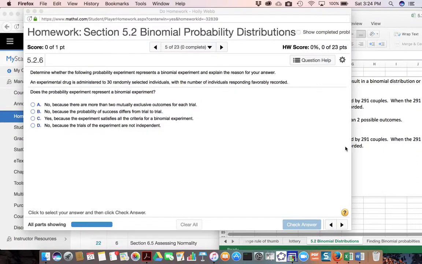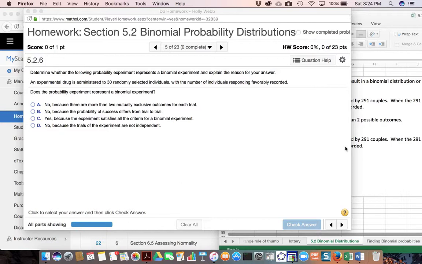Okay, I'm going to look at binomial probability distributions in 5.2 and go over some of the homework problems, and hopefully this will help us with one of the most confusing things we've covered in class so far. First, we are being asked several times to look at an experiment and determine whether it represents a binomial distribution.